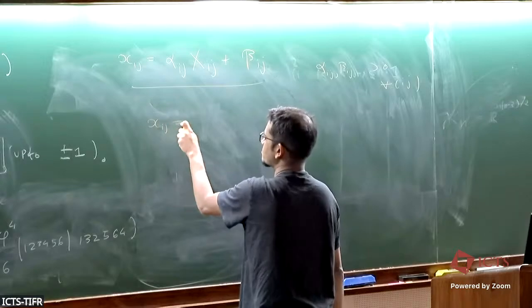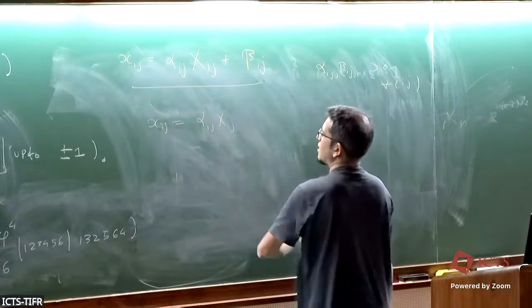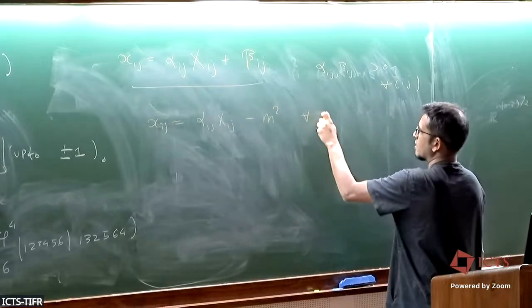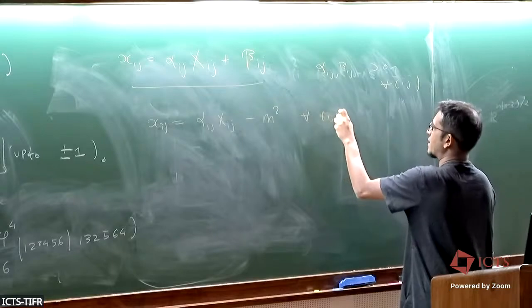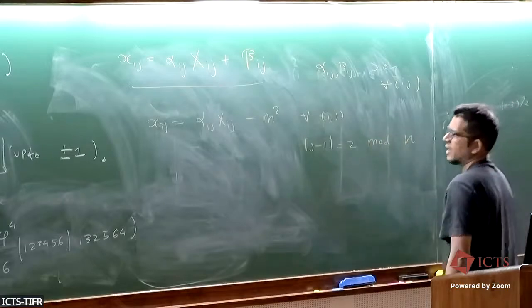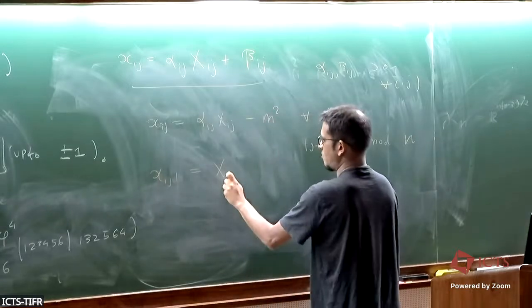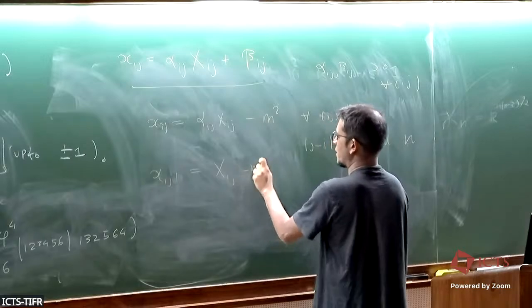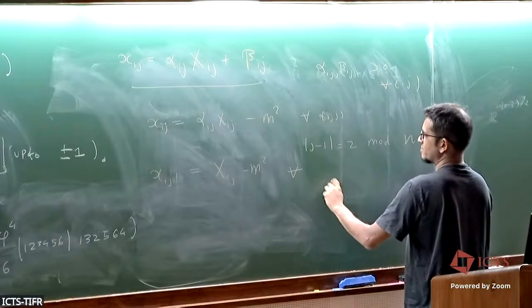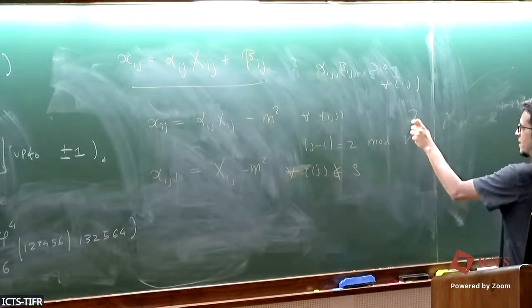alpha ij Xij minus m square for all ij such that mod j minus i is 2 modulo n, and xij is equal to Xij minus m square for the complementary set, for ij not in the set S. So let me call this a set S.